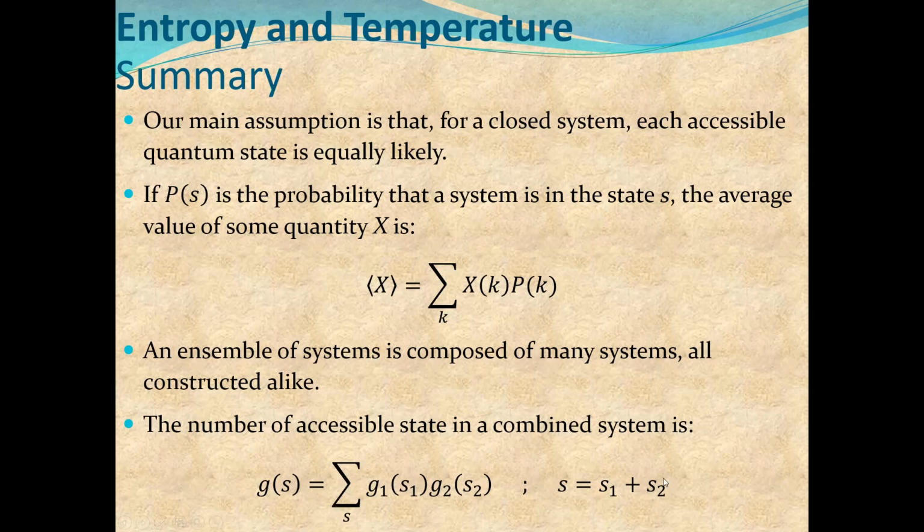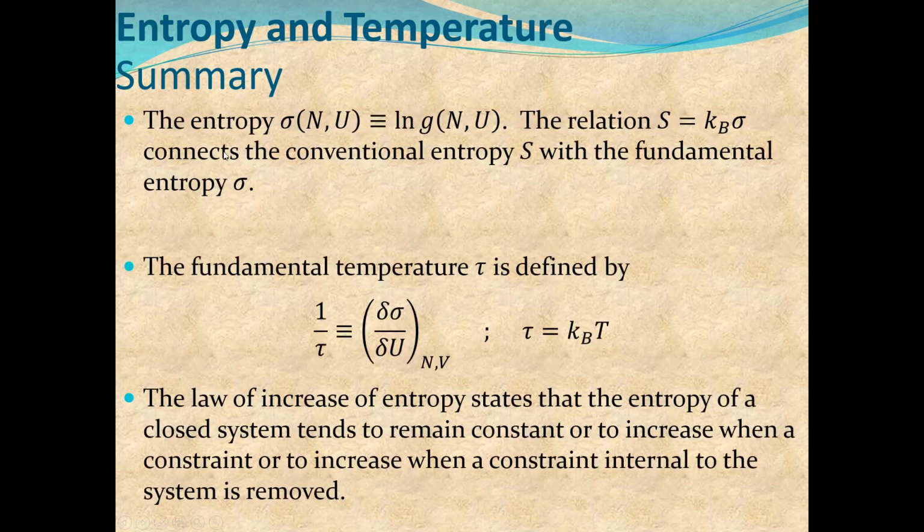We talked about how we can find the total available states for a combined system. We defined the term of entropy: conventional entropy and fundamental entropy. We came up with the definition relating to fundamental temperature and conventional temperature, I guess we could call it. And we also talked about how entropy is always increasing and all that stuff.